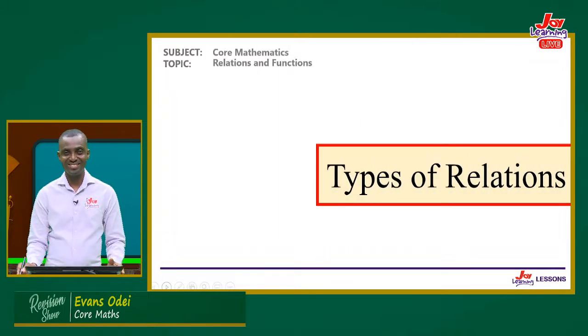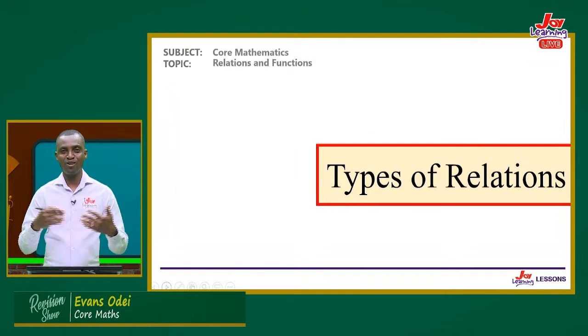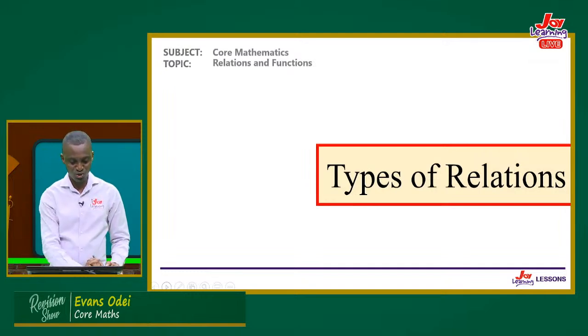Now we have types of relations, and that exists a lot in our real life experience. Today, as I stand here right now, I have a lot of you watching me live. And so the relationship is me to you. So I'm one person relating to all of you watching me, and all of you also relate to only me as your core math facilitator for Joy Learning. So that is a relation. So you can have a one-to-many relation, where I relate to all of you, and then a many-to-one relation when all of you also relate to me alone as your core math facilitator for Joy Learning.